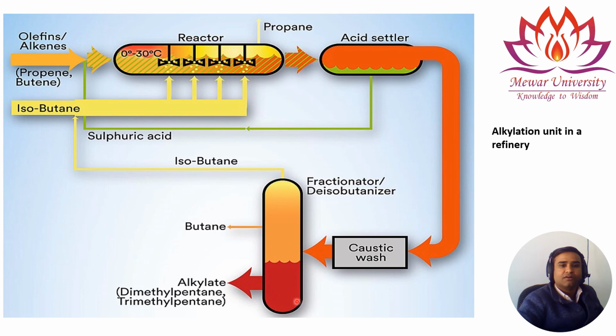And this is your fractionator, the de-isobutanizer. In this fractionator, at the top you first collect the isobutane, here you collect the butane, and at the bottom you collect the dimethyl pentane and trimethyl pentane. That's the overall explanation of the alkylation unit in the refinery.